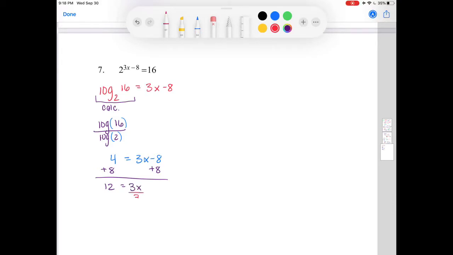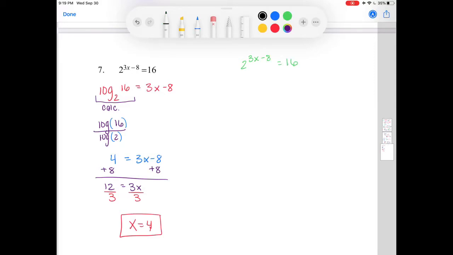Then you add 8 to both sides. You get 12 equals 3x. Divide both sides by 3. And your final answer is 4. Okay. That's the converting way. And that's 100% okay to do. All right. The other method that I want to try to work with, and it's with exponentials, so it's really up to you and what you prefer.